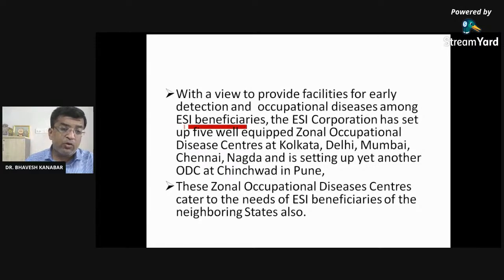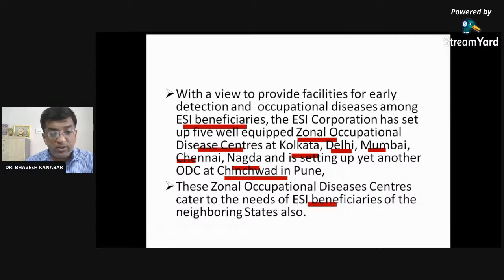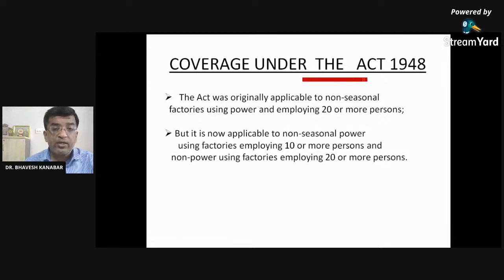So the workers who are working in industry, they are the ESI beneficiaries. ESI Corporation has set up 5 zonal occupational disease centers at Kolkata, Delhi, Mumbai, Chennai, and Nagda, right? And it is also setting up another occupational disease center at Pune, Chinchwad. The zonal occupational disease centers cater to the needs of ESI beneficiaries in the neighboring states also, right? Coverage under the ESI Act can be asked in MCQ also.